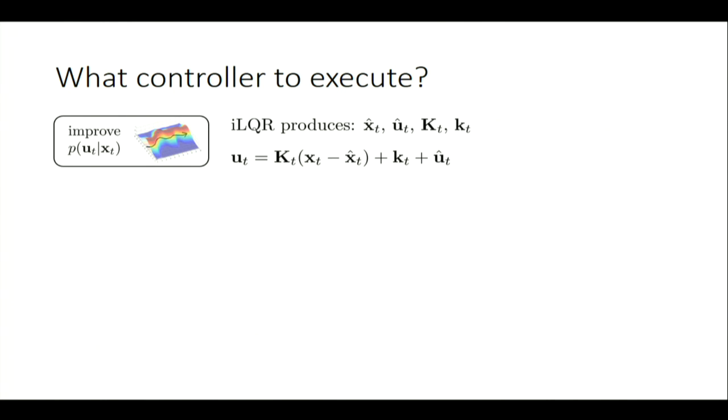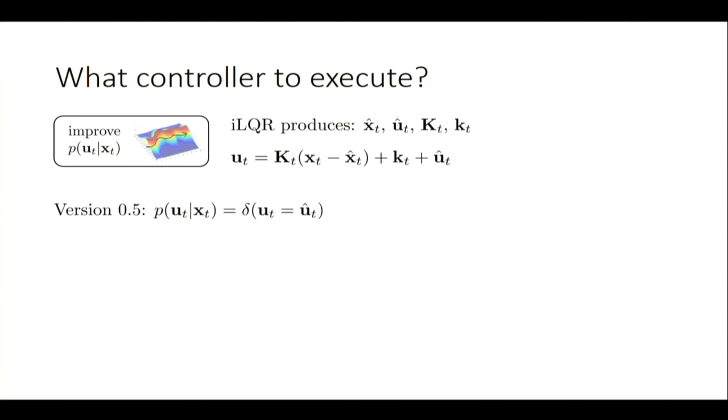So if you remember from the lecture last Wednesday, in iterative LQR, the actions that you actually execute are some feedback matrix times the difference in the states, plus an open loop term, plus the reference action. So this is what iterative LQR gives you. So what can we execute?